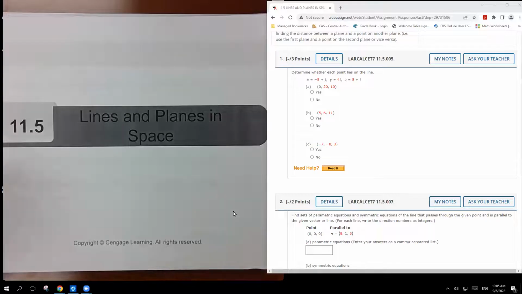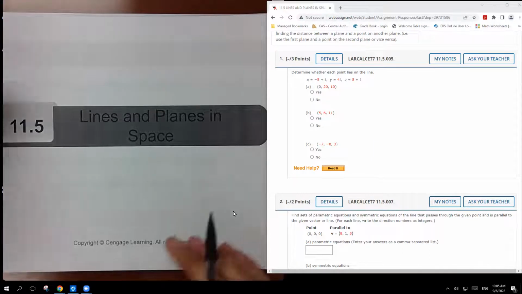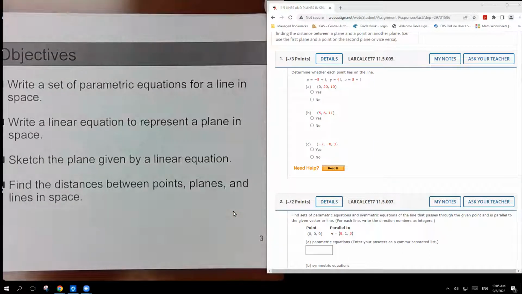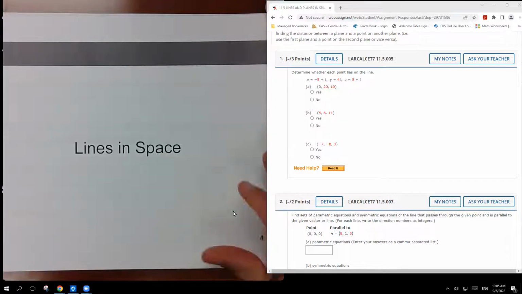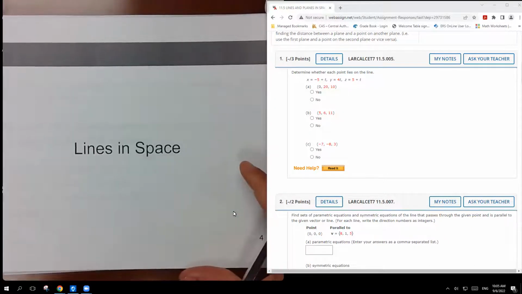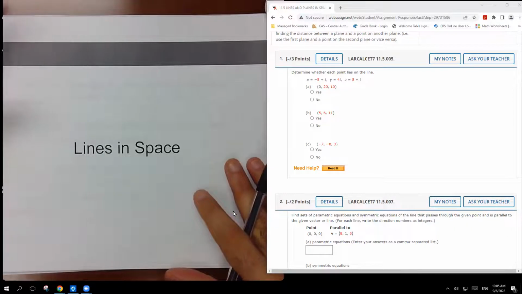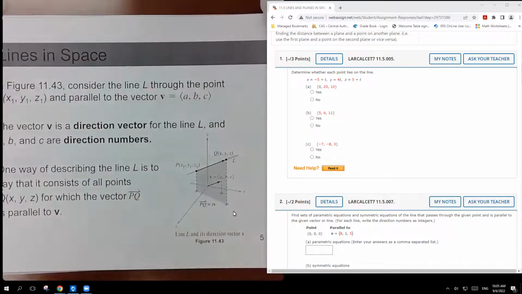Section 11.5, lines and planes in space. So let's start with this section. We're going to start with lines, then we're going to do the planes. So, how do we describe a line? Look at this example.